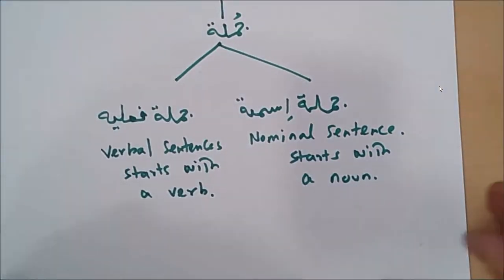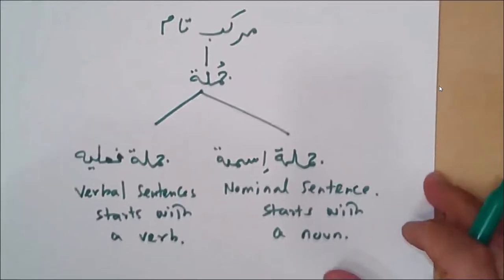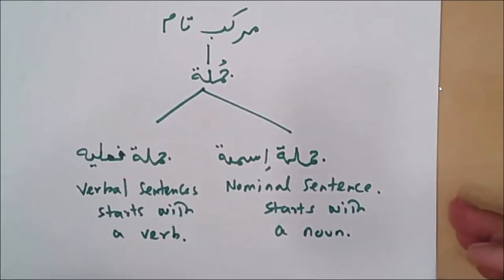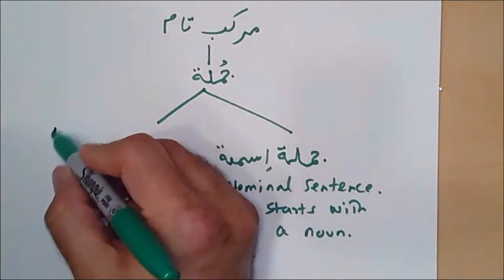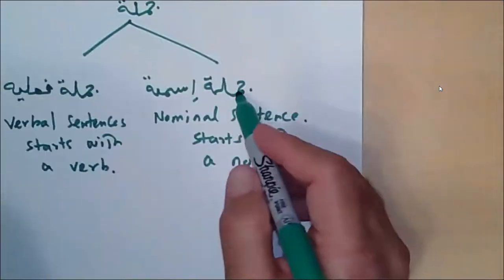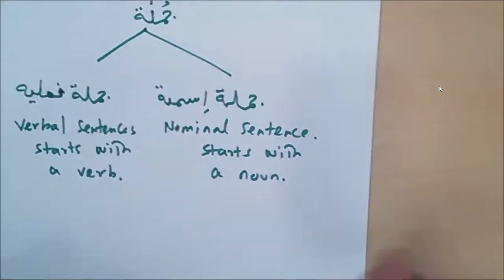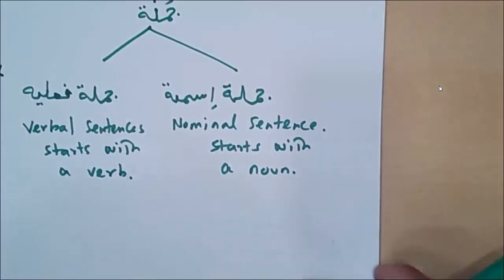Now, have we covered any verbs yet? In the last 5 sessions, did we talk about verb at all? Other than the definition? No, we haven't covered the verb yet. So it's too early for us to cover the jumla fi'liya. We are going to talk about jumla ismiya. So are you ready? Yes. All right, alhamdulillah.